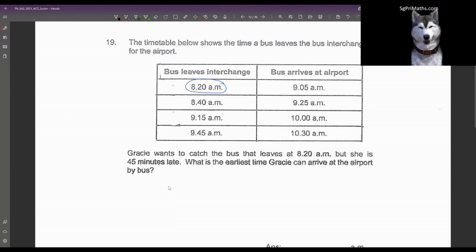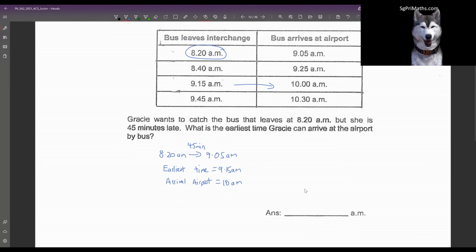Okay, so by 8:20, when she is 45 minutes late, that means she is at the interchange only at 9:05 a.m. And at 9:05 a.m., the earliest time whereby the bus leaves the interchange is actually 9:15 a.m. And because the bus leaves at 9:15, the arrival time at the airport is 10 a.m. So Gracie can only arrive at the airport by bus at 10 a.m.